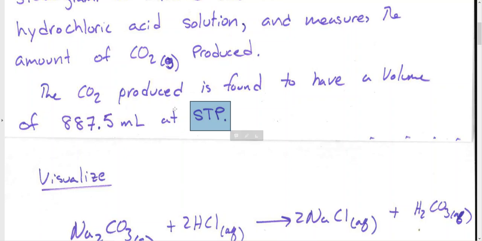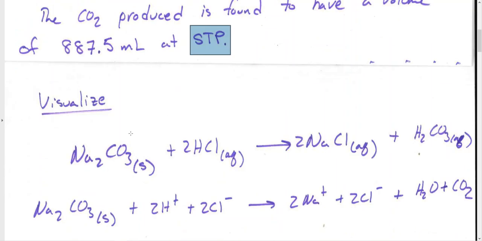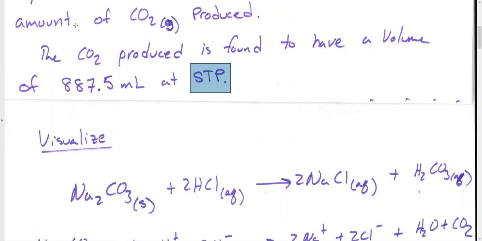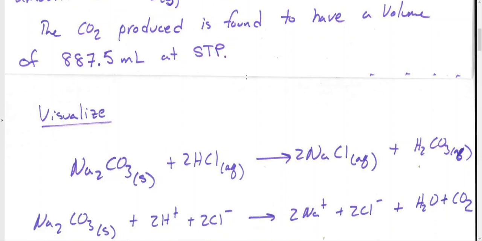We're told the volume of CO2 gas produced, and notice that it's in milliliters here, and it's at standard temperature and pressure. Remember, that's our clue that we can use 22.4 liters per mole when we're talking about a gas, and CO2 is in the gas state. If we look at the overall reaction, sodium chloride doesn't react with HCl. Nothing happens. So it's got to be the sodium carbonate that's reacting with the HCl.